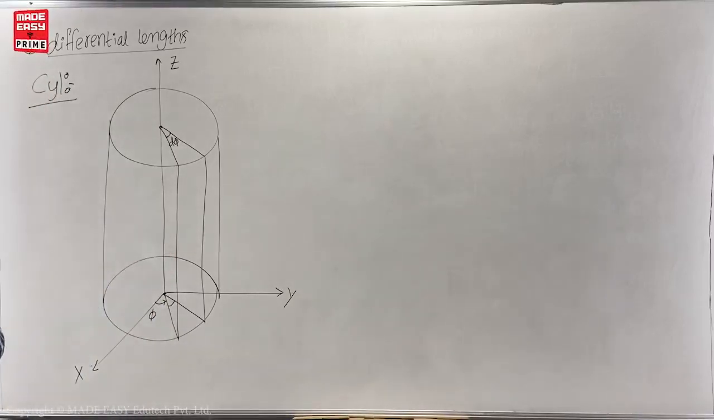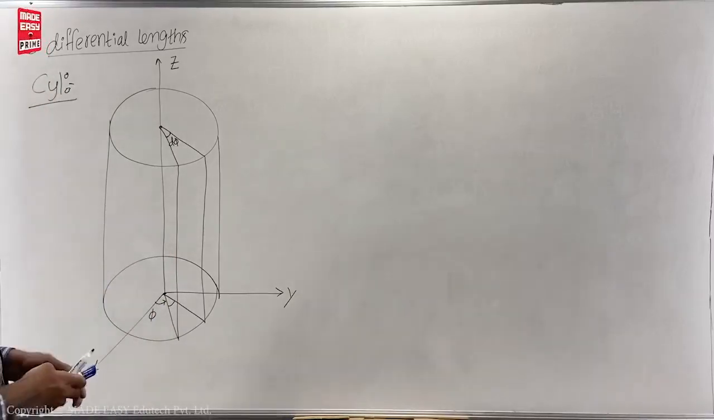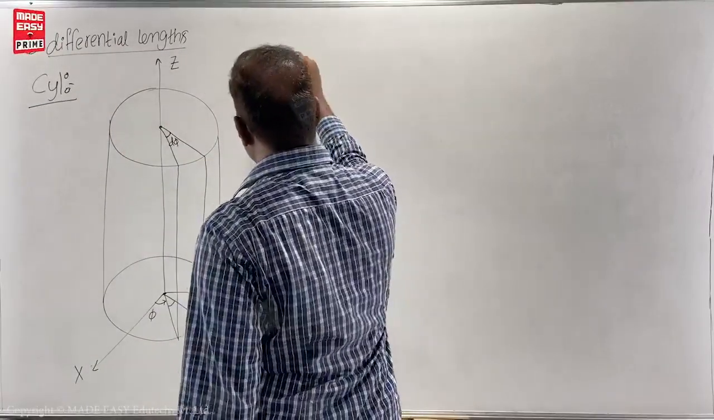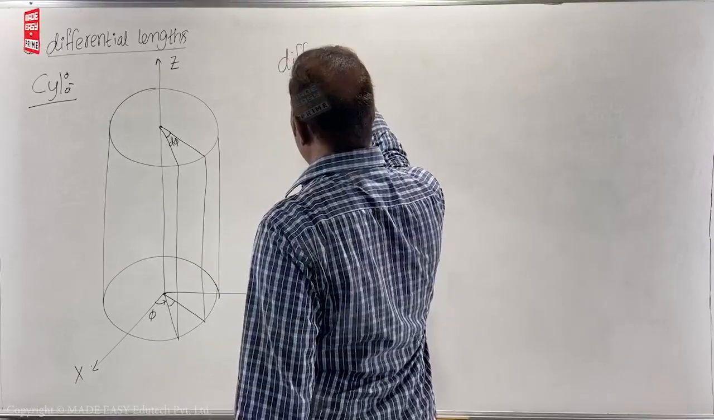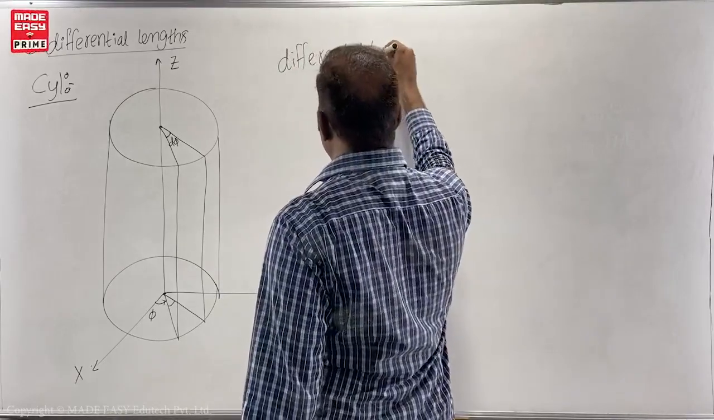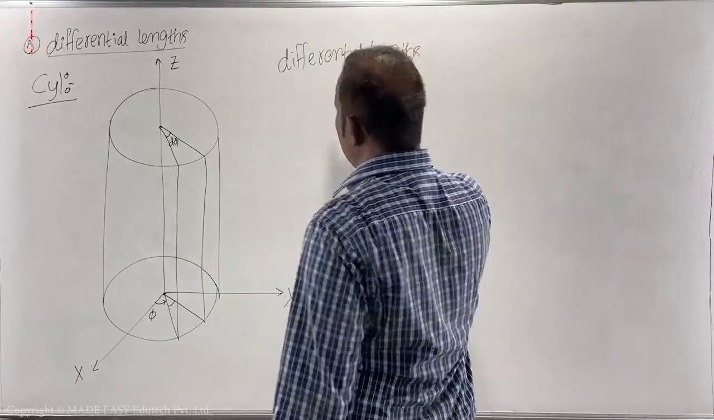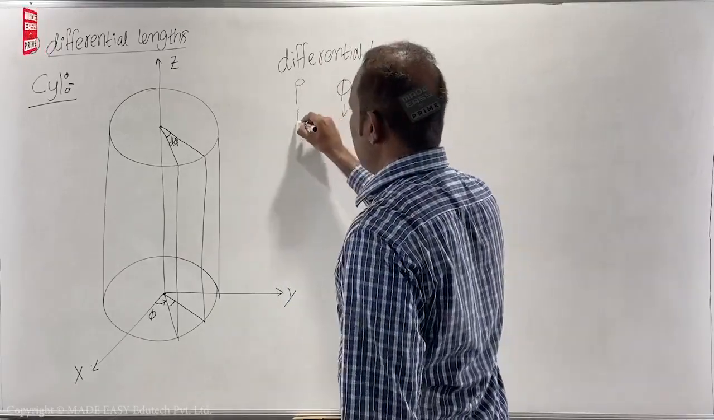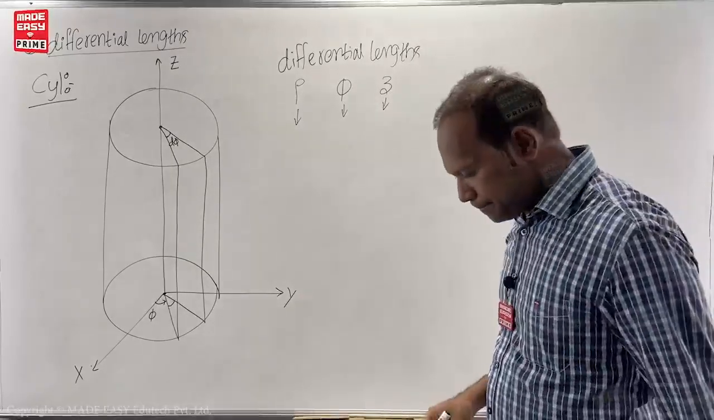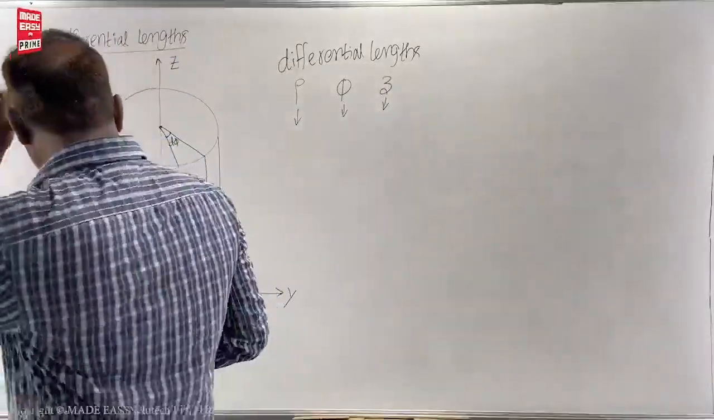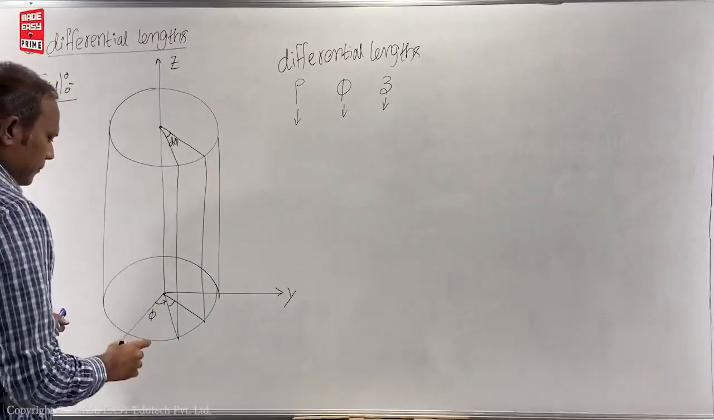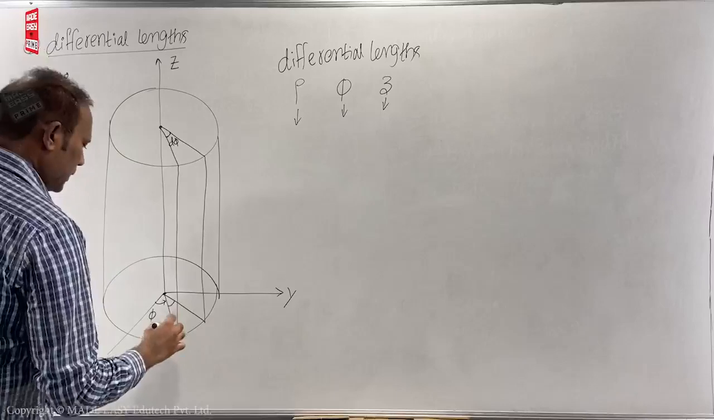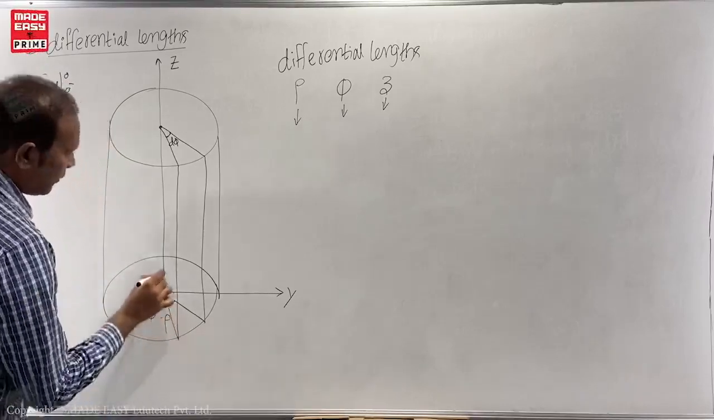Now what to do? Differential lengths means what here? Actually, differential lengths in rho direction, phi direction and z direction. Now let us see what are they. Actually this is rho. Total it is rho. I am writing here, this one is rho. This is also rho.